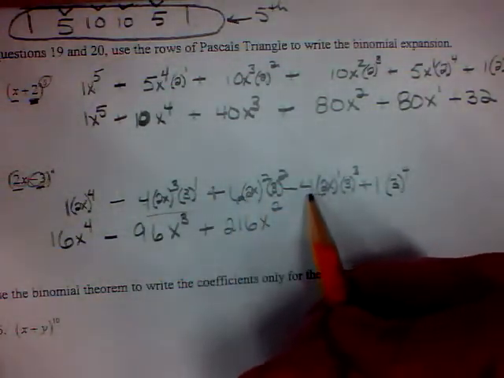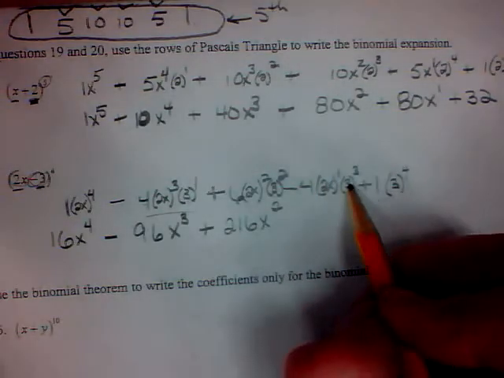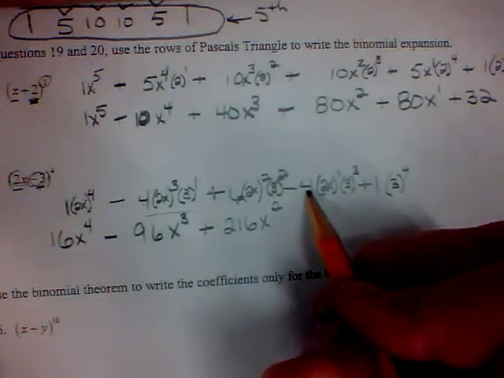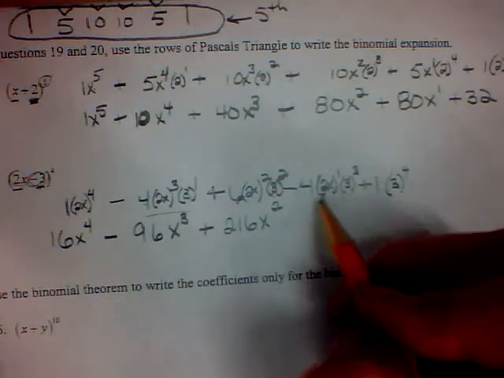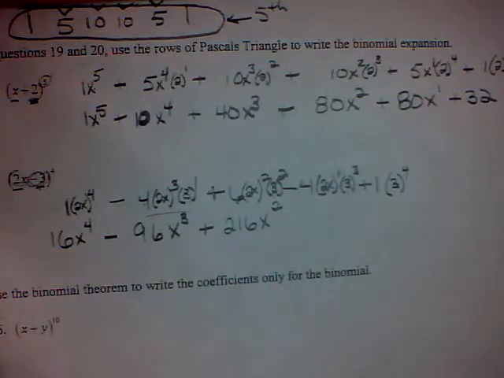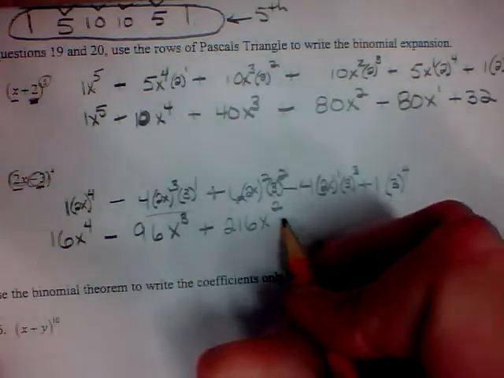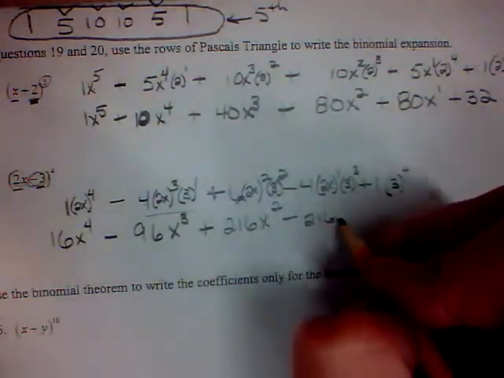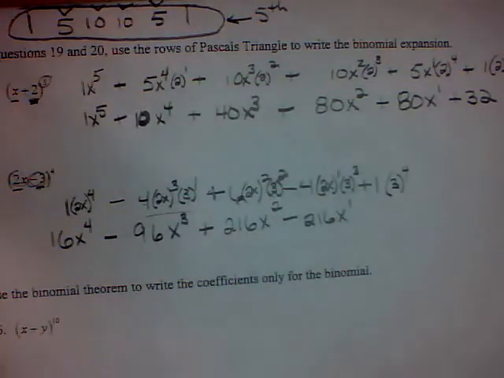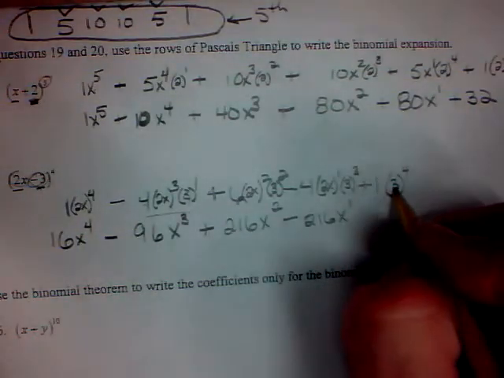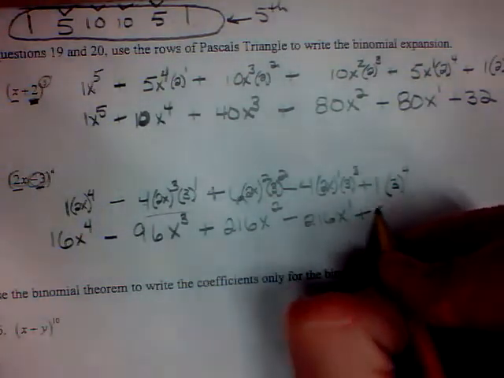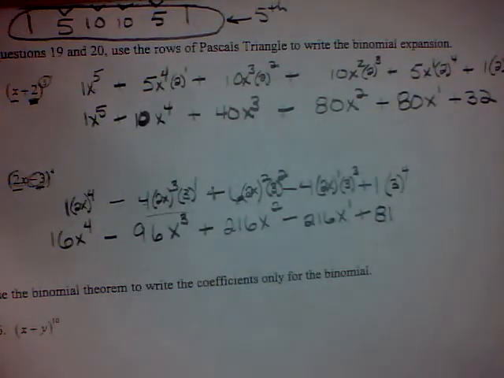Then in the next one, we've got 4 times 2 to the first times 3 to the third. So 4 times 2 is 8. 8 times 27, coincidentally, is also 216. But this time it's x to the first. And the last term, we've got 3 to the fourth. Well, 3 times 3 is 9. If you had 2 sets of 9, that would be 81 times 1 is 81. Okay, so there's that polynomial expanded out.